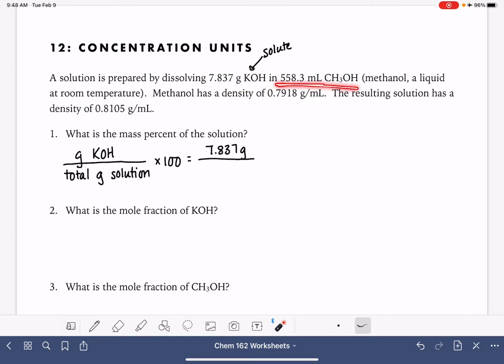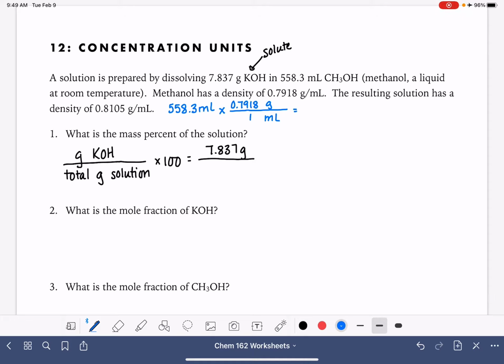The total mass of the solution is the combined mass of the KOH and the CH3OH. We don't know the mass of the CH3OH. We know its volume, but not its mass. We're going to use the density of the solvent to figure out its mass. I'm going to just do that calculation right here. If we have 558.3 milliliters of this solvent, we want to multiply by a conversion factor that puts milliliters on the bottom, grams on the top. The conversion factor is the density, 0.7918 grams in every 1 milliliter.